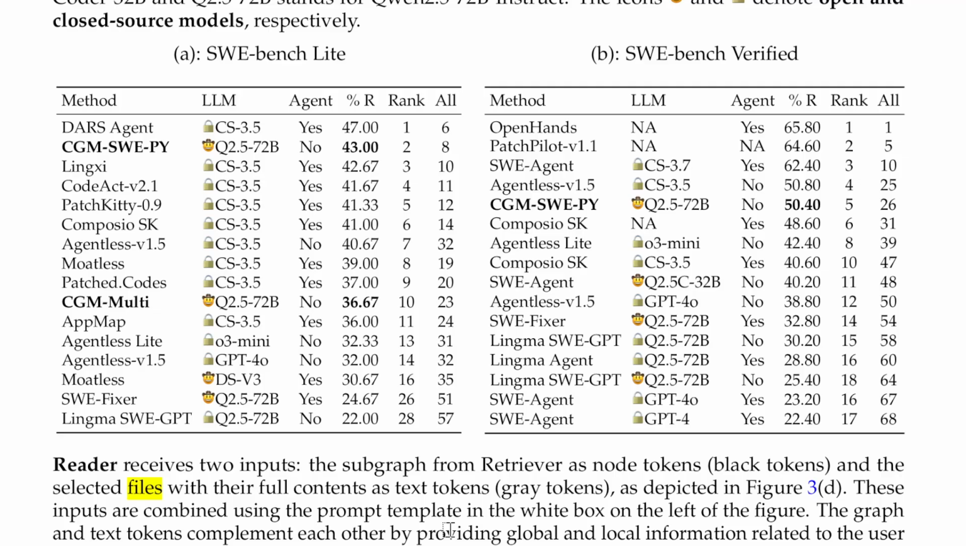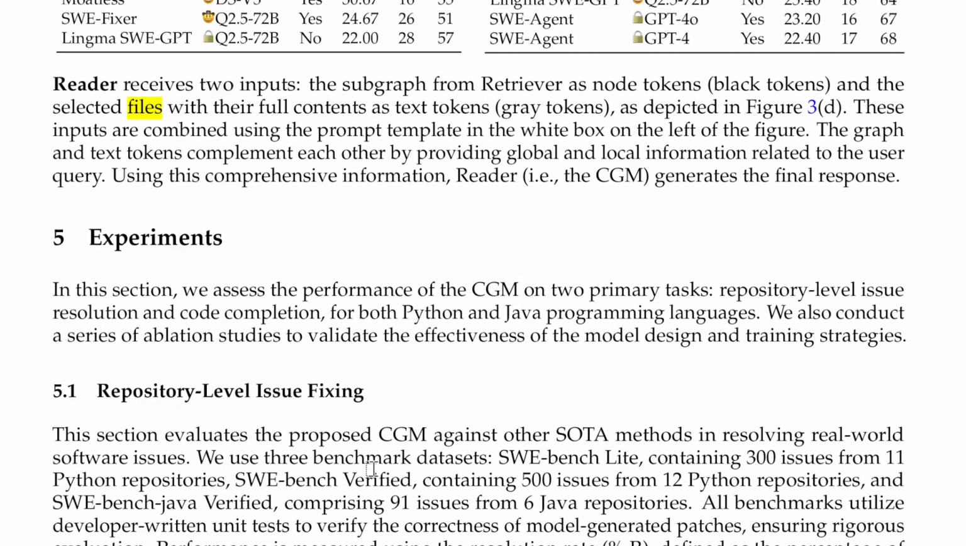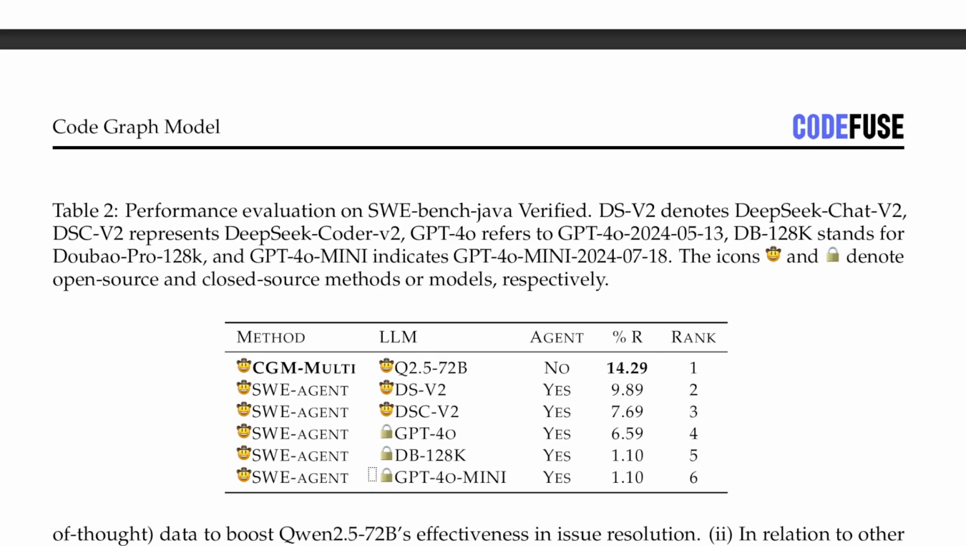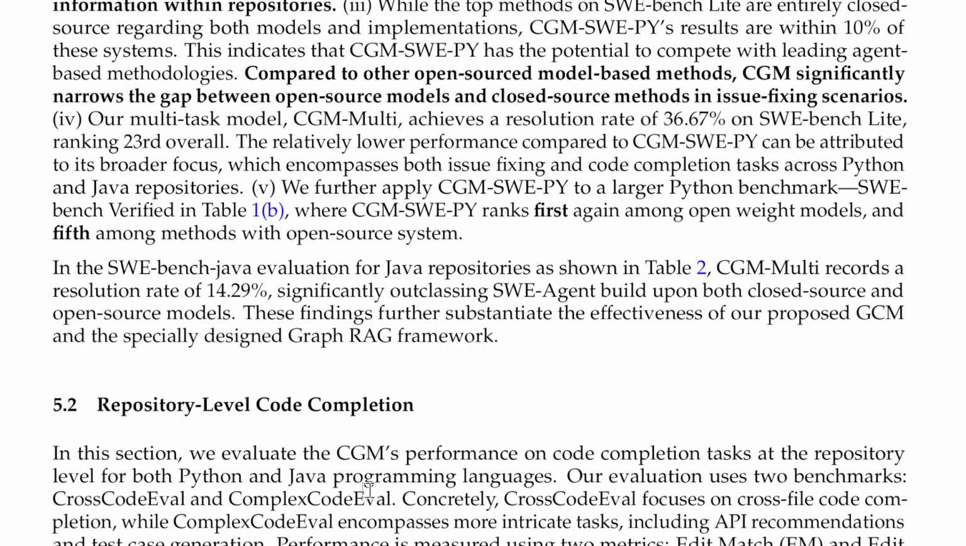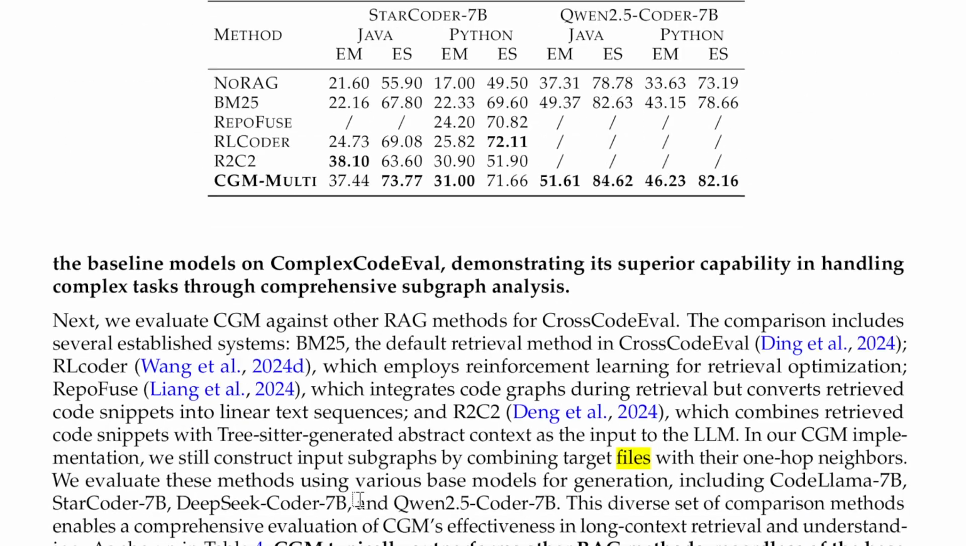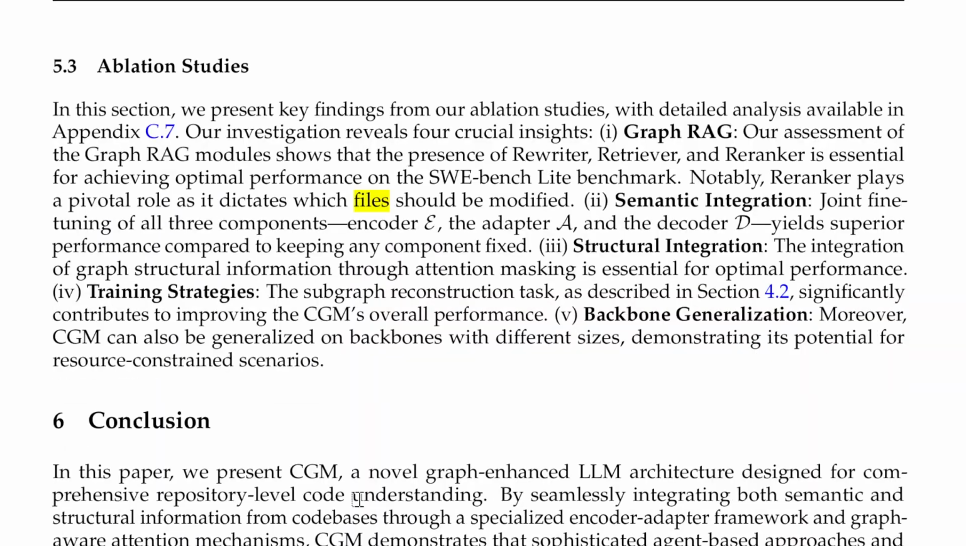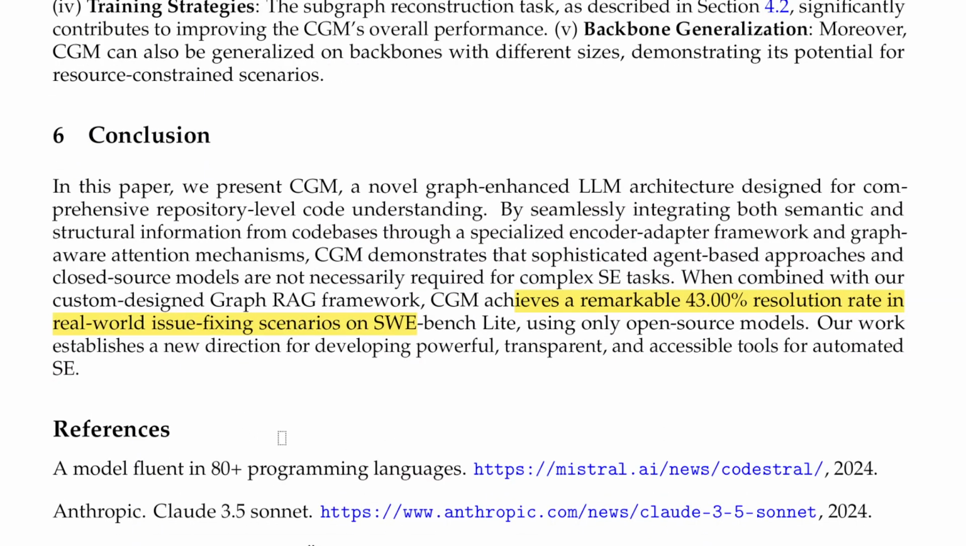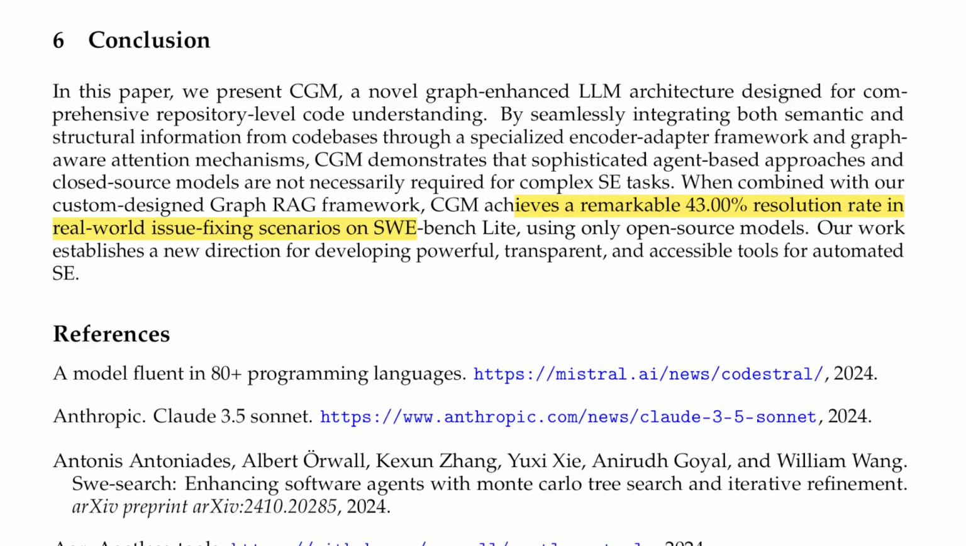The core brilliance seems to be its seamless integration of both the code, meaning the semantic part, and its structure, through that specialized encoder-adapter framework and those clever graph-aware attention mechanisms. That combination is key. And when you combine that core model with its custom graph RAG framework for efficient retrieval and focus, it really sets a new benchmark for what open source models can achieve in real-world issue-fixing scenarios. It establishes a clear, powerful new direction for building transparent, accessible, and highly effective tools for automated software engineering. It truly does shift the landscape, I think. It shows a concrete path forward.